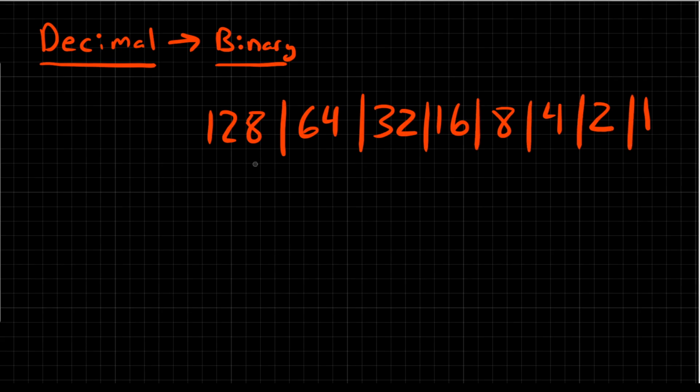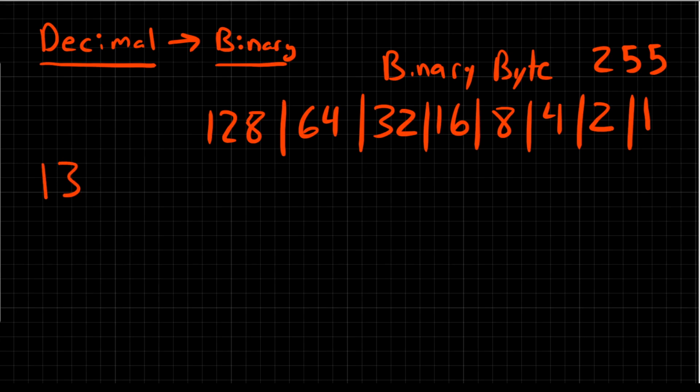Now, the largest value that I can represent in this is a single binary byte. So I'm going to write that down. I'm going to say binary byte. And the largest decimal value is going to be 255. That is the largest value that I can represent here. So what we're going to do is try and convert the number 13. This is the simplest way to do this.